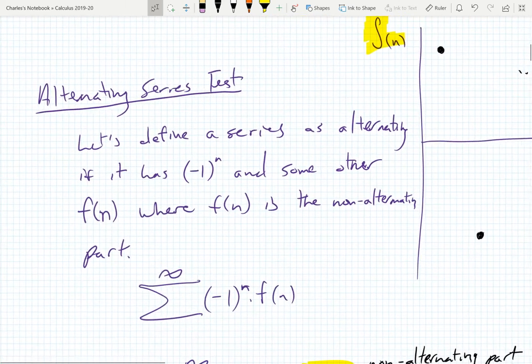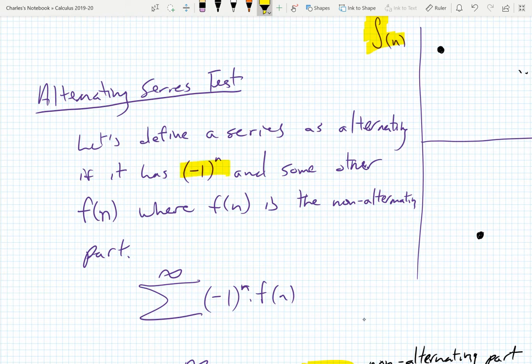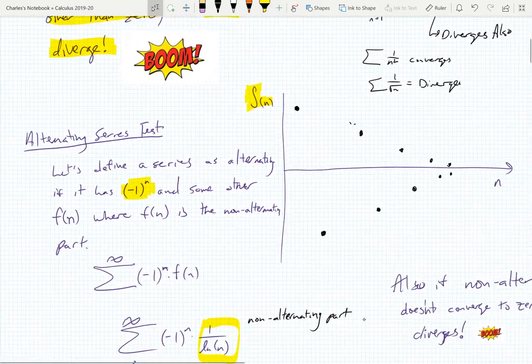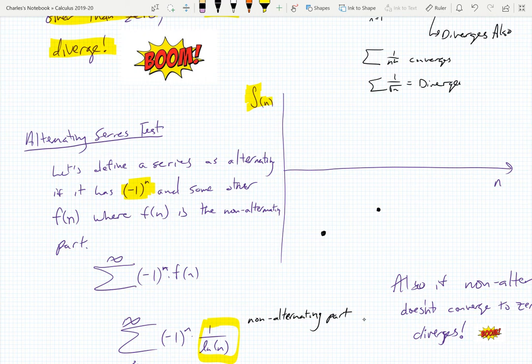However, there is this thing called the alternating series test. And so we're going to define an alternating series if it has a -1 to the n. Or there's other ways to encode in your series that it alternates. We'll talk about what all those are. But if I think of what's happening with an alternating series, it's jumping back and forth over some kind of line. And so if it's an alternating series, the non-alternating part, just this part, that's the non-alternating part.